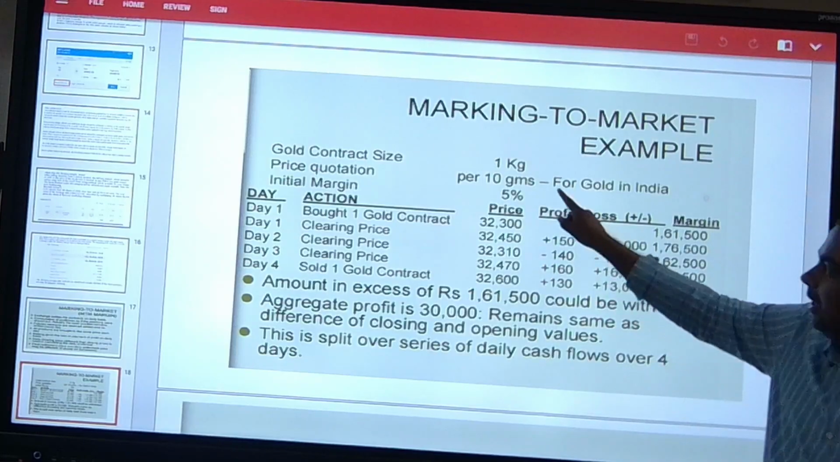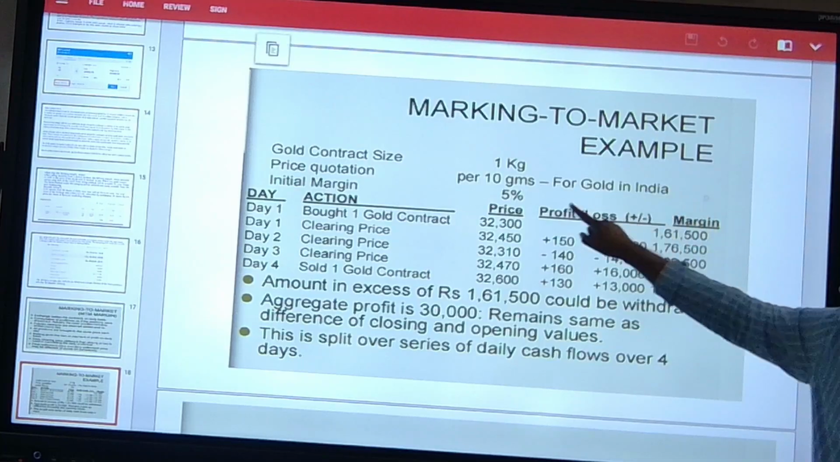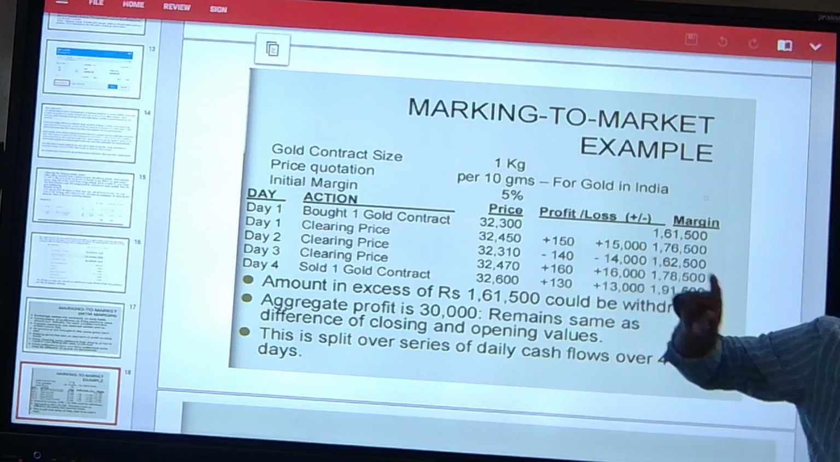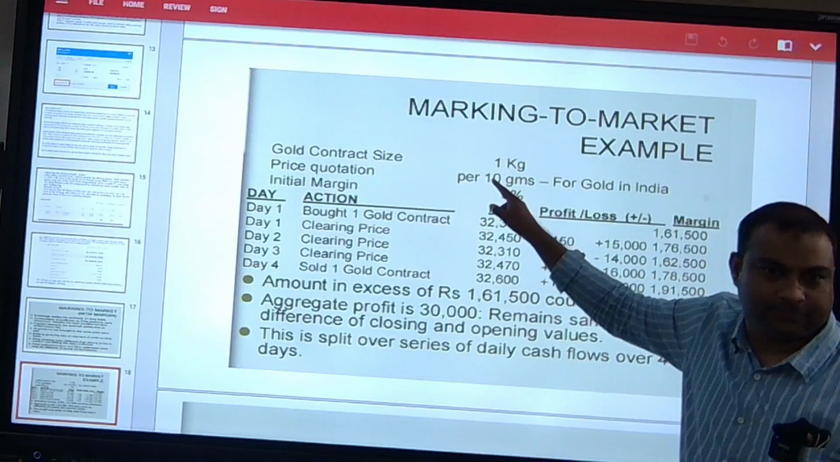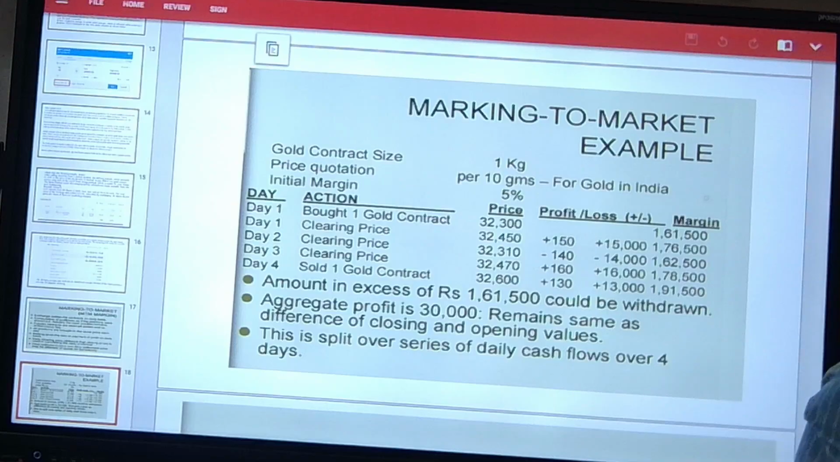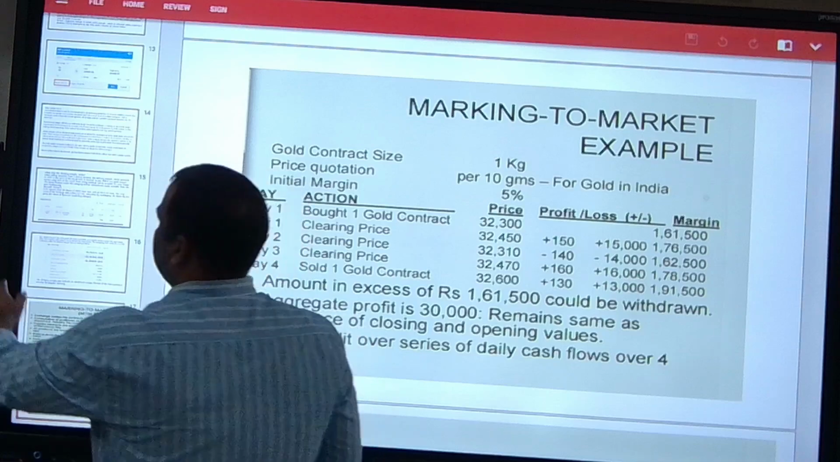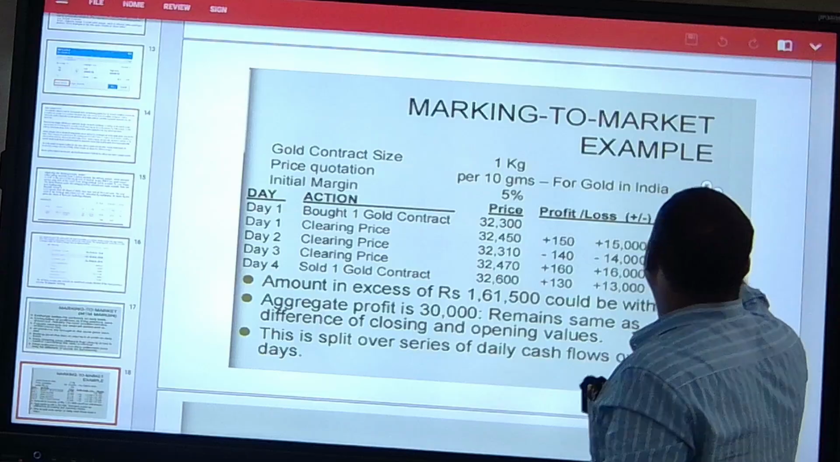You have to buy 100 contract, 100 times 10 grams. That means this is the price of only 10 gram, na? Means you have to multiply here by 100. Simple. You have to multiply here by 100. Are you getting my point?